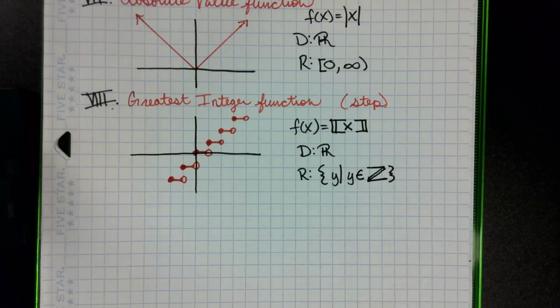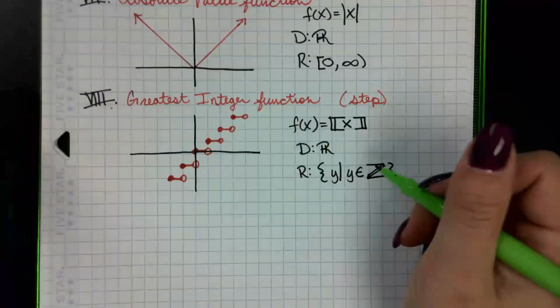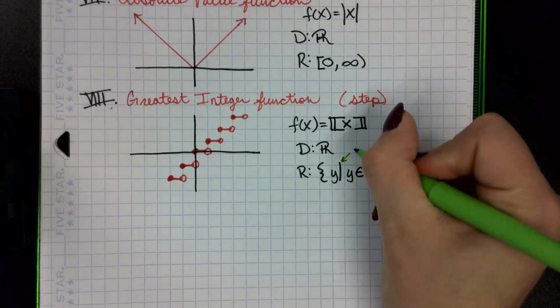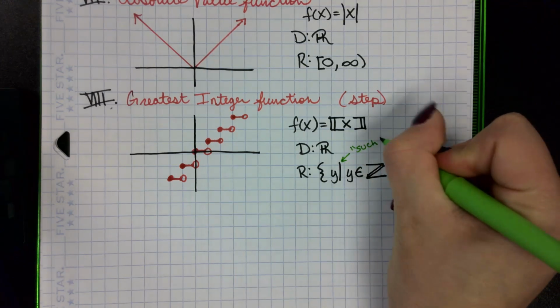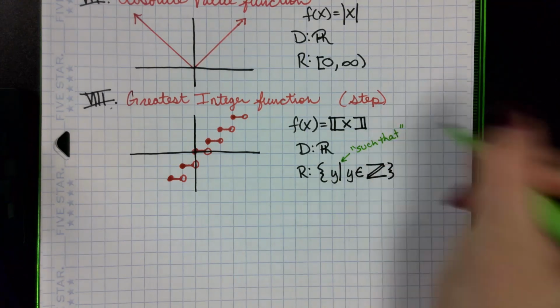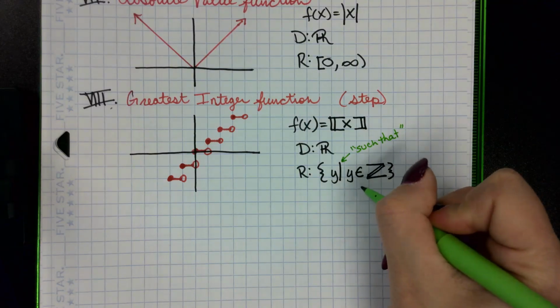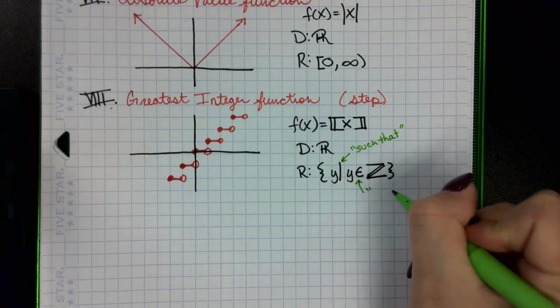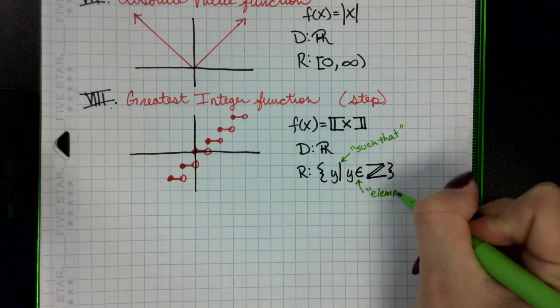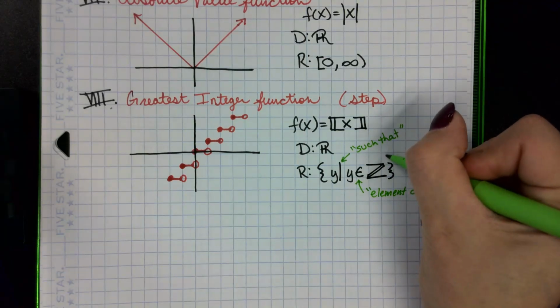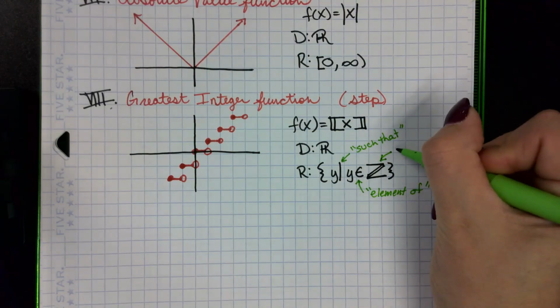So I'm going to put notes on that of how you read that, because I know this is new. So the line means such that. The E, the curvy E, means element of. And then this Z with the extra line is the set of all integers.